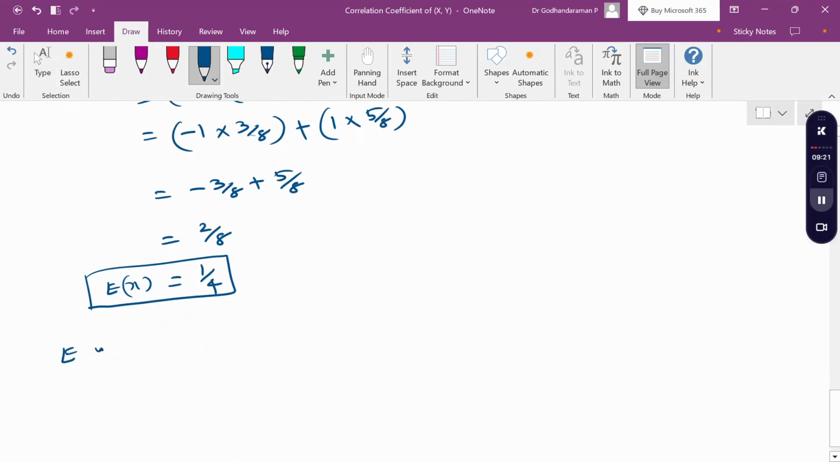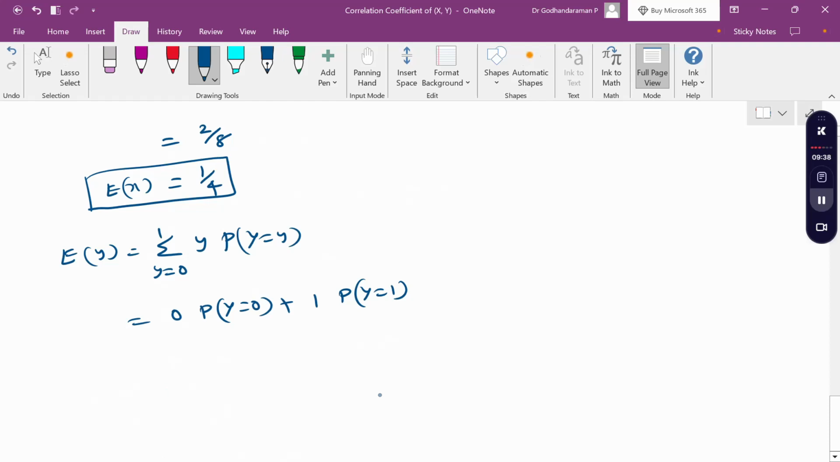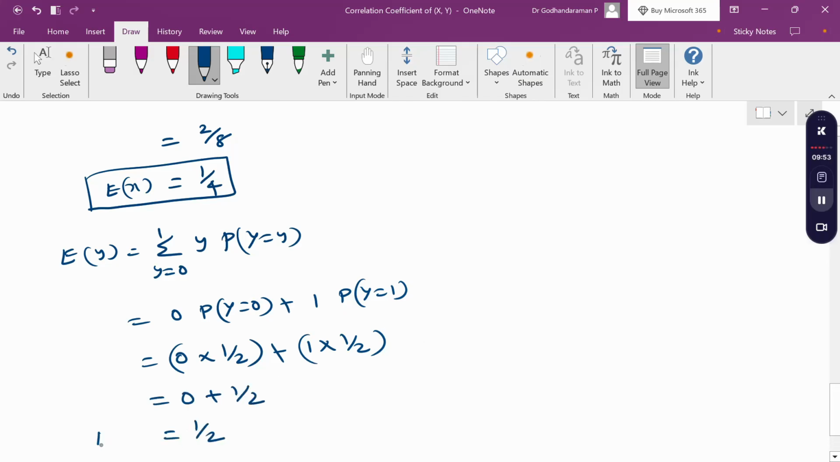Expectation of y is the summation over y from 0 to 1 of y times p of y. Now y equals 0 and y equals 1. Substitute the values: p of y at 0 is 1 by 2, and at y equal to 1 it is 1 by 2. So 0 into 1 by 2 plus 1 into 1 by 2. The first term is 0, then 1 by 2. Expectation of y is 1 by 2.